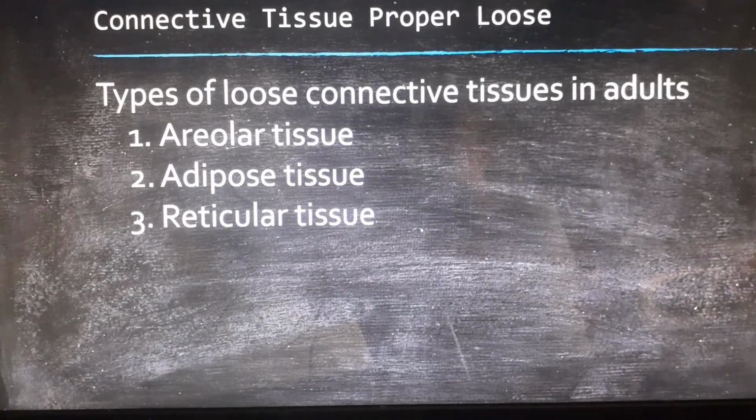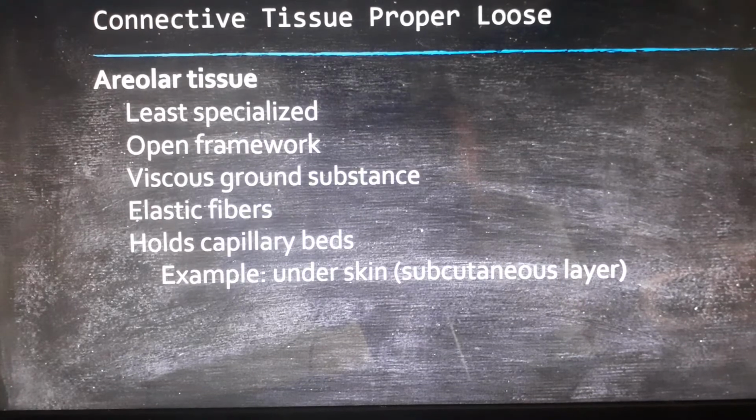So in our connective tissue proper loose categories, we have three: areolar tissue, adipose tissue, and reticular tissue. Areolar tissue is the least specialized. It kind of looks like that artist diagram we saw a minute ago. It has a thick liquid ground substance, lots of elastic fibers and collagen fibers, and one of its jobs is to help hold capillaries in place, like under your skin.